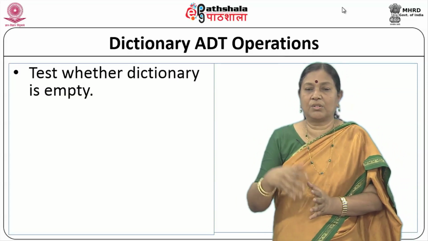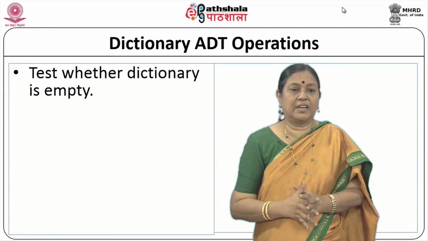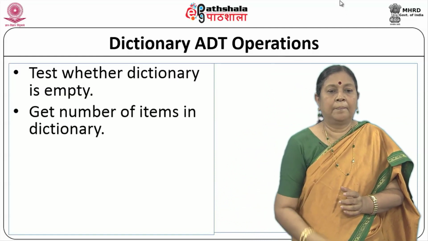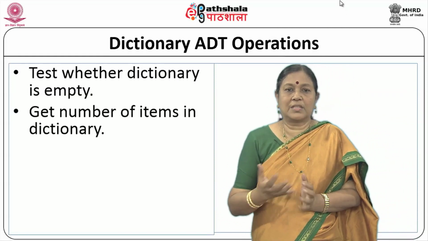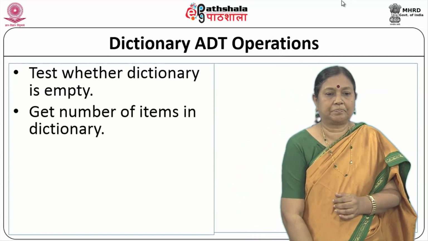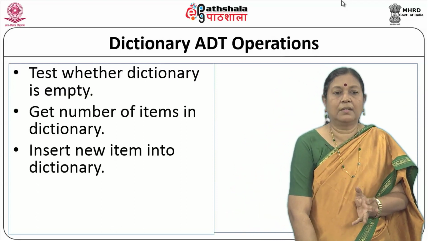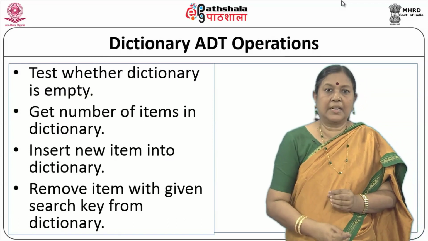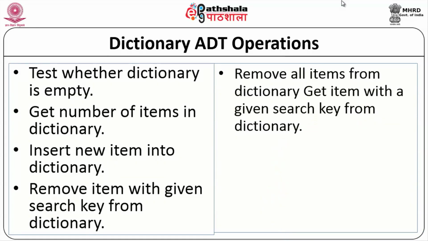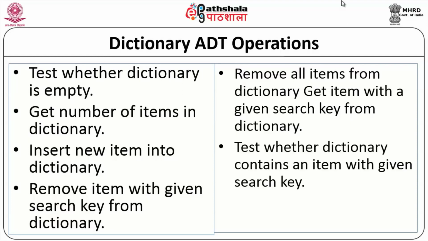Similarly, for the dictionary ADT we have whether the dictionary is empty, and then get the number of items in the dictionary, what is the size of the dictionary in other words. Then insert a new item into the dictionary, remove an item with the particular search key from the dictionary, remove all items from the dictionary, and then get an item with a given search key, which is very typical. So, given a search key you have to get the item from the dictionary. Test whether the dictionary contains an item with a given search key.